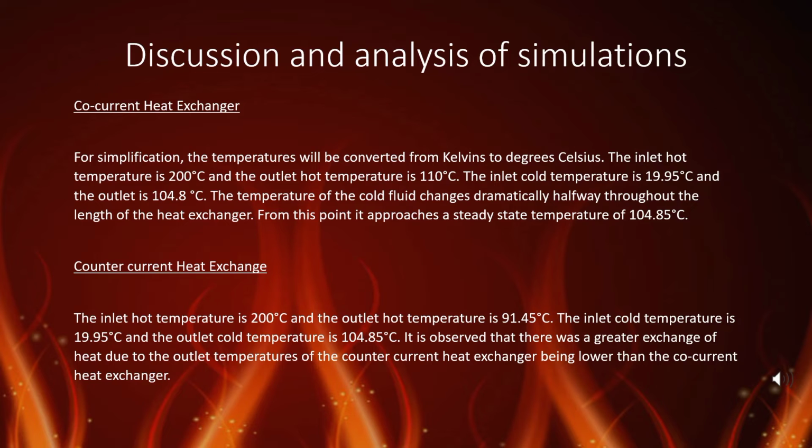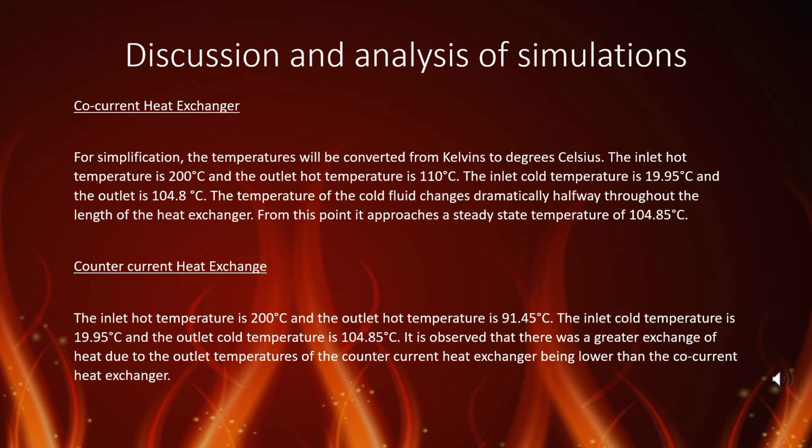For simplification, the temperatures will be converted from kelvins to degrees Celsius. For the co-current heat exchanger, the inlet hot temperature is 200 degrees Celsius and the outlet hot temperature is 110 degrees Celsius. The inlet cold temperature is 19.95 degrees Celsius and the outlet cold temperature is 104.8 degrees Celsius. The temperature of the cold fluid changes dramatically halfway throughout the length of the heat exchanger. From this point, it approaches a steady state temperature of 104.85 degrees Celsius.